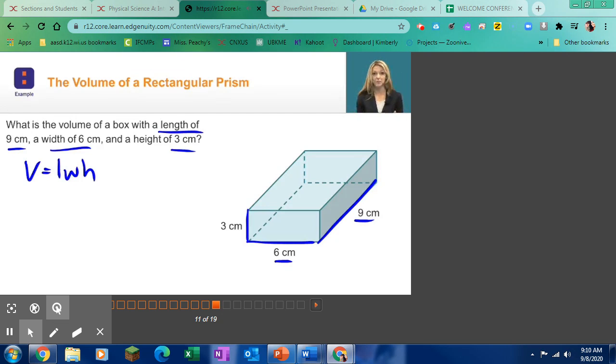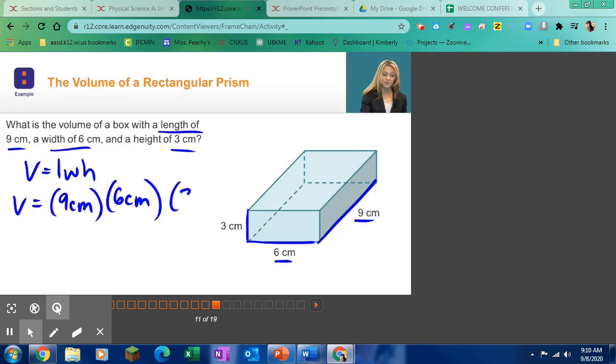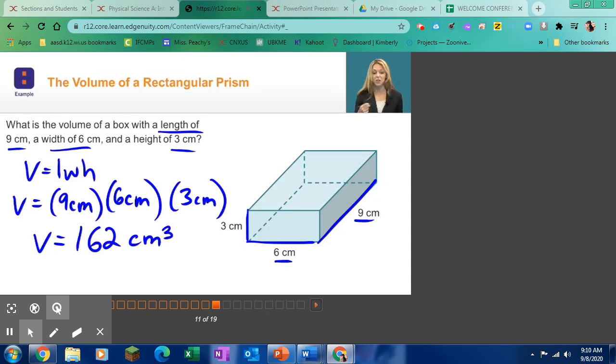If we already know the values of the length, width, and height, we can simply plug in these values into our formula and solve. So the volume will equal length, which was 9 centimeters, times the width, which was 6 centimeters, times the height, 3 centimeters. When you multiply those together, we end up with a volume of 162 centimeters. And remember, it's going to be centimeters cubed because we've multiplied 3 different values together. So we have 162 centimeters cubed.